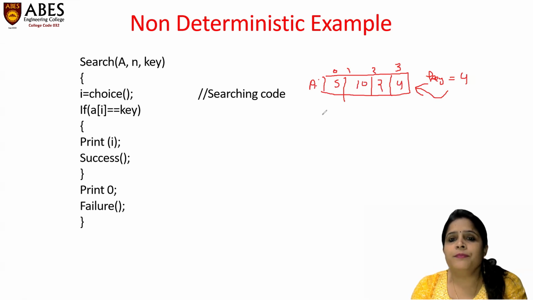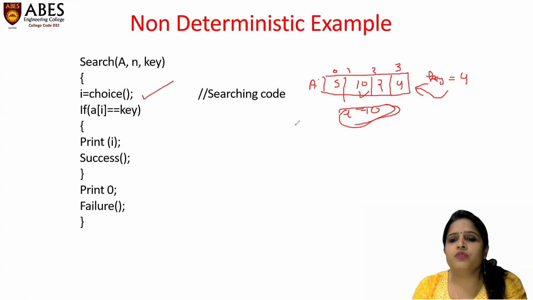So I have to write a non-deterministic algorithm for that particular problem. First we write i = choice. Choice means a number of options, a number of solutions. It's a random approach. i = choice. Suppose here we choose 10, so i equals 10 here. The choice function will select 10 in a random manner.